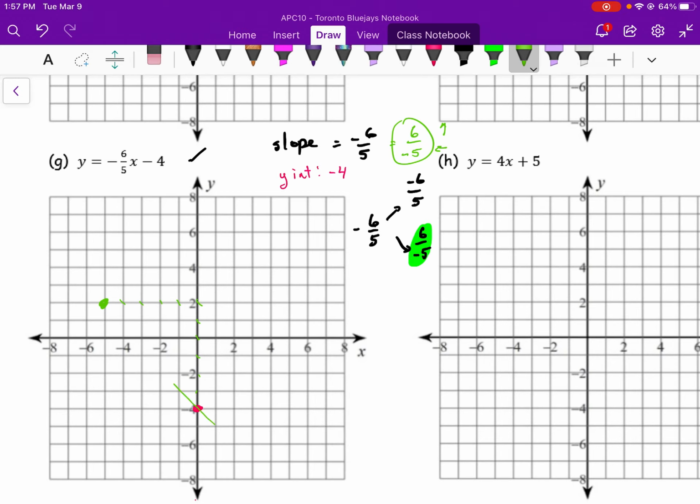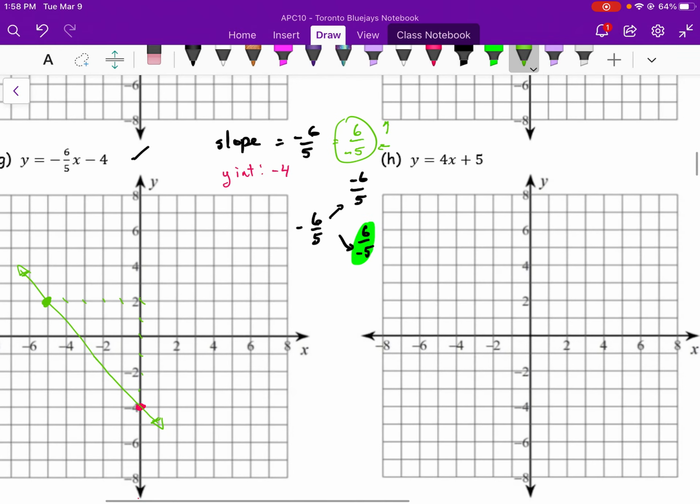And there. I have arrows at the end, making sure I'm not losing any marks. Last but not least, so here, slope. My slope is 4, my y-intercept is 5, and look where I put my point. Boing! At my y-intercept is 5.